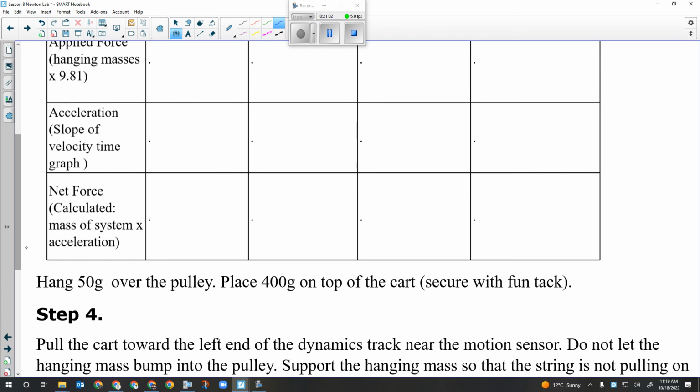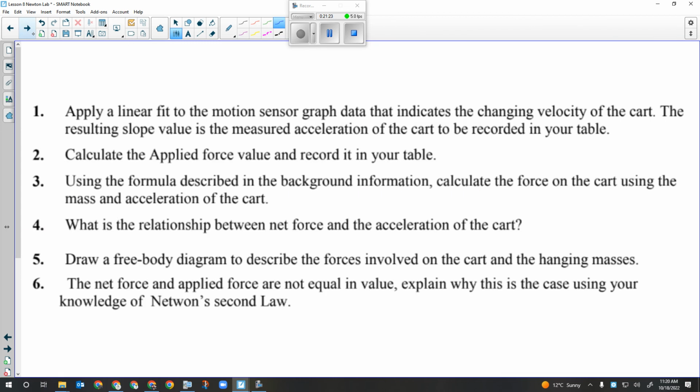Theoretically, the relationship between the applied force and the net force should be what? In a perfect physical world, are they going to be equal? That's going to be part of your analysis, coming up with reasons why they're not. And we talked about a few of them. So if we're looking at the analysis here, using the formula, what's the relationship between net force and acceleration? Well, I think you can see that as you increased the force, something happened. Talk about that. And then for number 6, this is probably the most important one, number 5.